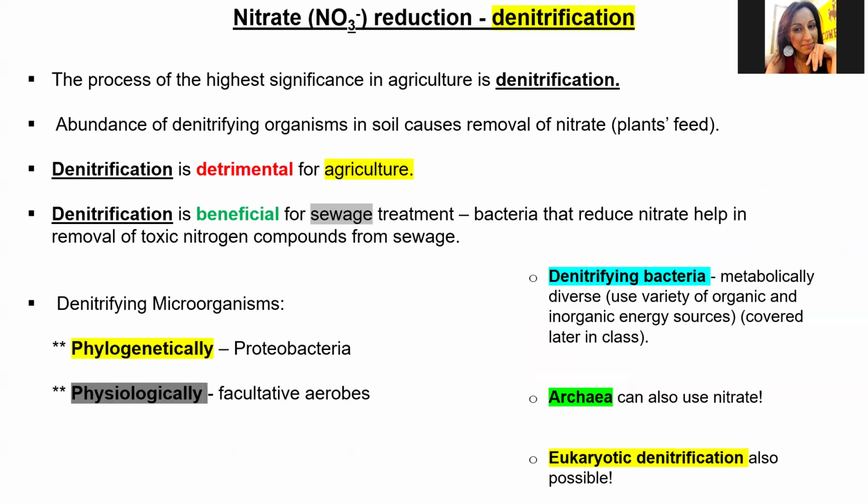Nitrate reduction is simply called denitrification, which means getting rid of NO3 minus. The process of denitrification is very significant for agriculture, and for agriculture it's actually not good. It's detrimental. Why is it detrimental? Because denitrification means getting rid of nitrate, and nitrate is a food for plants. So if you have denitrification organisms, you are damaging crops.